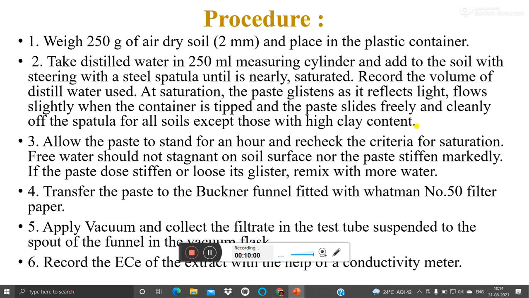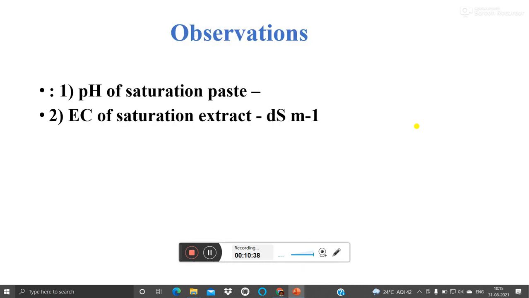The procedure is the same, and here we use this Buchner funnel, following the same process up to the third point. Then in the fourth step, after remixing with more water, we transfer the paste to a Buchner funnel fitted with Whatman number one filter paper. Then we apply vacuum and collect the filtrate in a test tube suspended at the spout of the funnel in the vacuum flask. From that filtrate, we measure the EC of the extract.